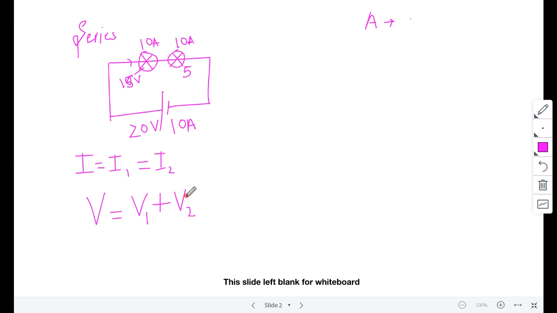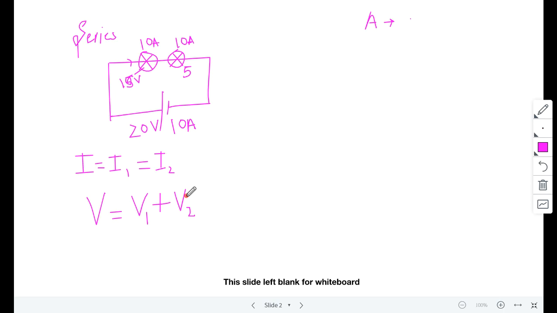So basically, the current always stays the same throughout a series circuit. What I mean is the amps, the current, is not going to change, so it flows the same throughout every component. But the voltage equals the sum of the potential drop across every component in a series circuit. Yes.